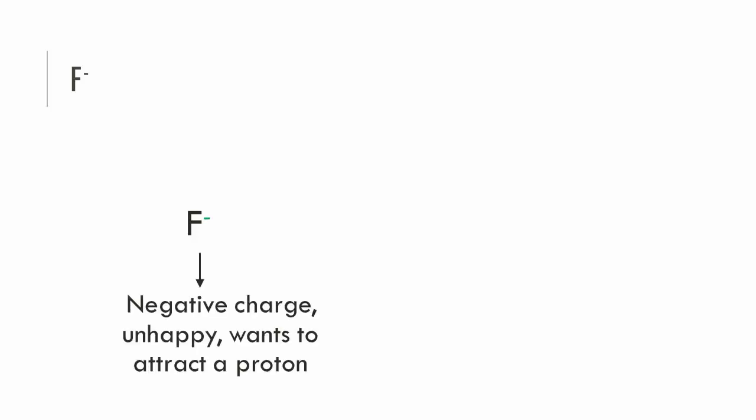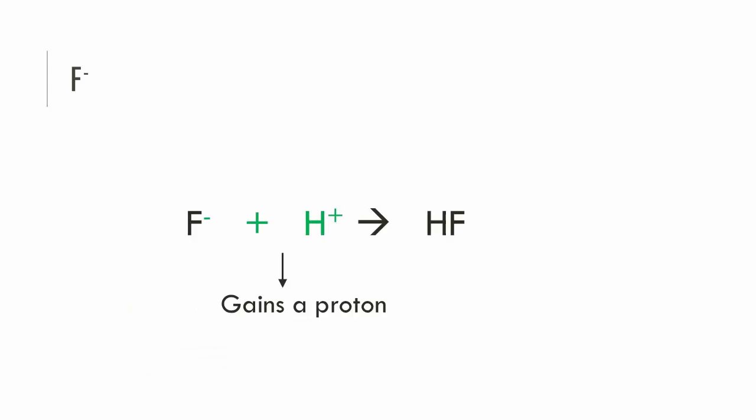Finally, the F- ion has a negative charge. A negatively charged ion will have a tendency to attract protons to stabilize their charge. In this case, F- will gain a proton to become HF, which means it is a base.